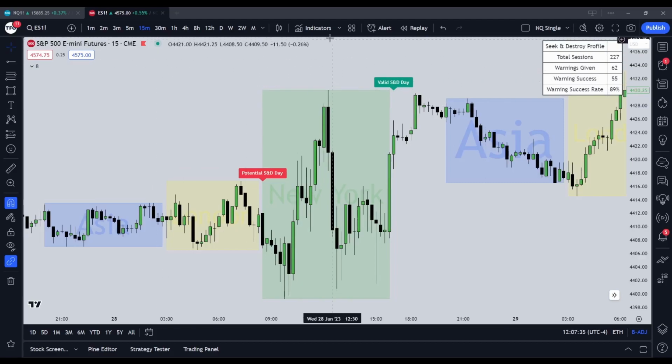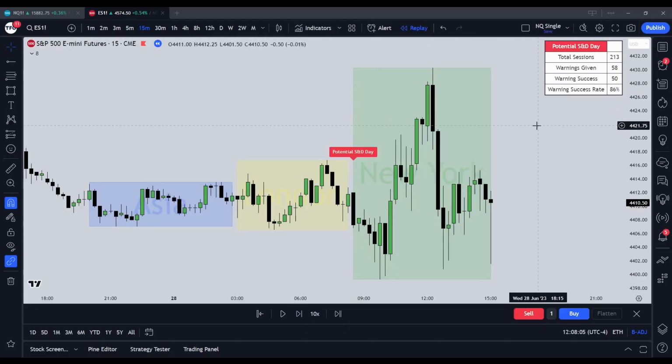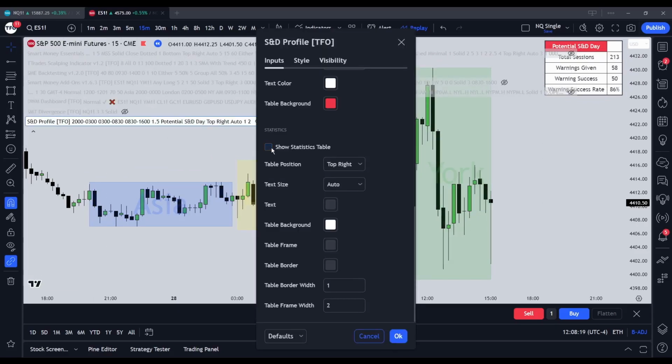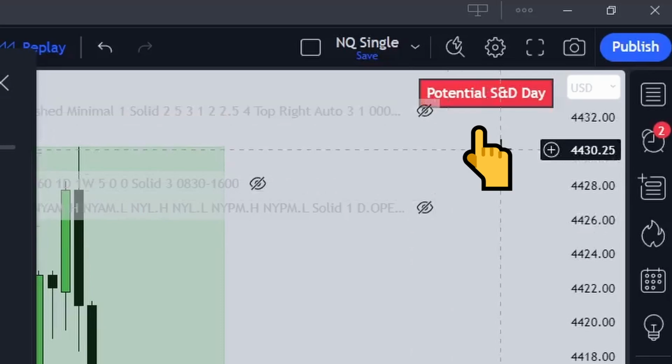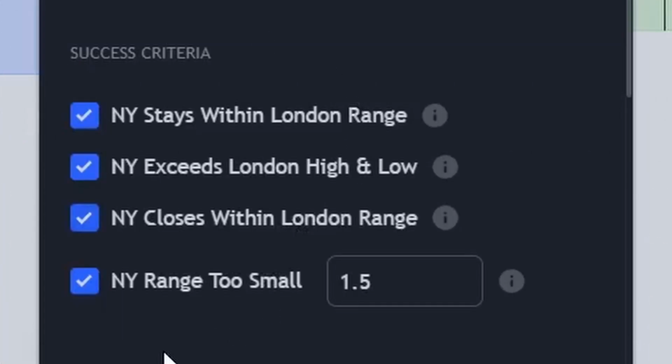Now, when you use this indicator, if you do get this potential S&D flag, basically what will happen is that this table will show potential S&D day to give you a visual warning. Even if you don't want all these statistics and whatever, you can just turn off the table and it'll still show this flag when the criteria is met where London takes both sides of Asia. But getting into the success criteria, you can actually toggle which ones you want enabled.